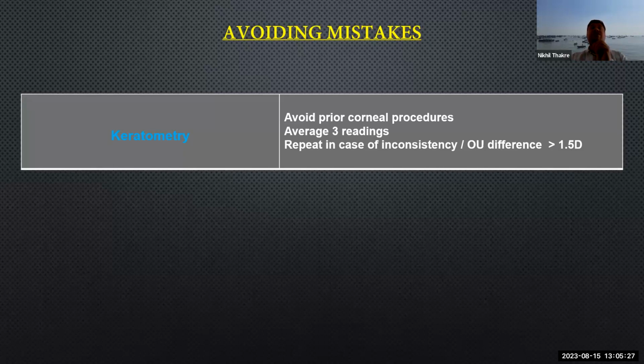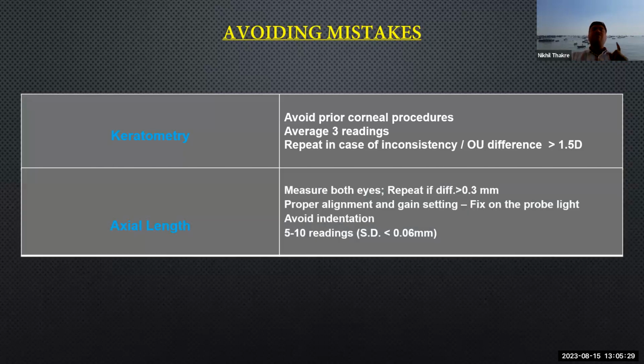Repeat if the readings are inconsistent. While measuring axial length, measure both the eyes. Repeat if the difference exceeds 0.3 mm. Proper alignment and gain setting has to be ensured. Avoid indentation and take 5 to 10 readings. And remember, avoid anisometropia. Now, we have done biometry.